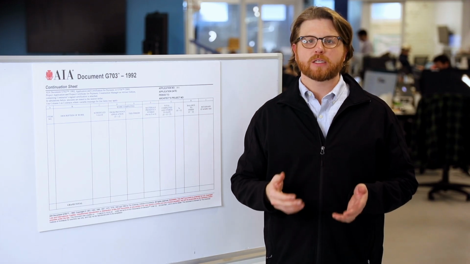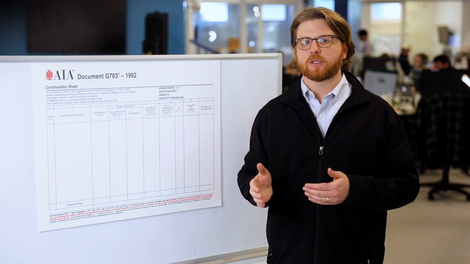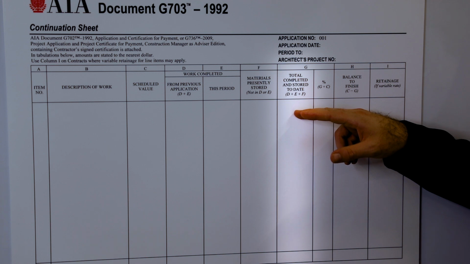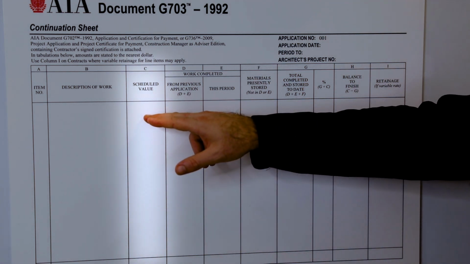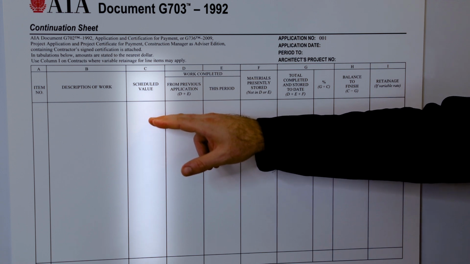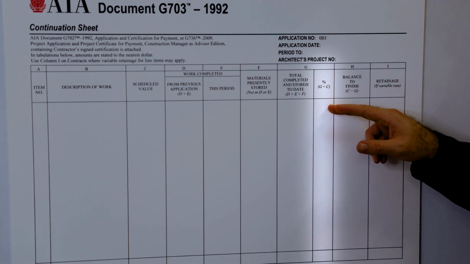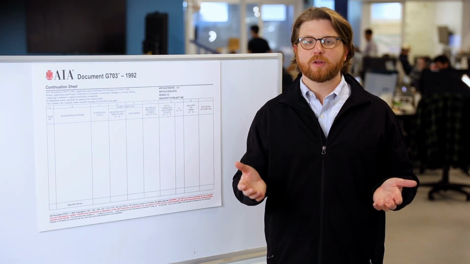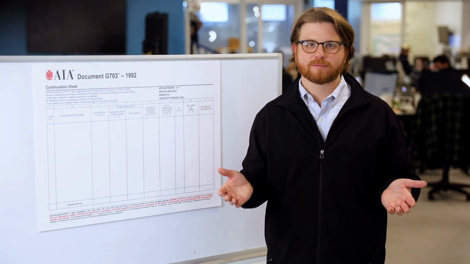Once you have the cost for each line item, the right-hand part of column G is for the percentage complete. To get to this number, take the value in column G, the total completed and stored to date, and divide that by column C, the scheduled value. This will give you the percentage of completion for each line item, and it tells you how much of each item you've completed and how much you have left to complete. As you know, everybody looks straight to this line.